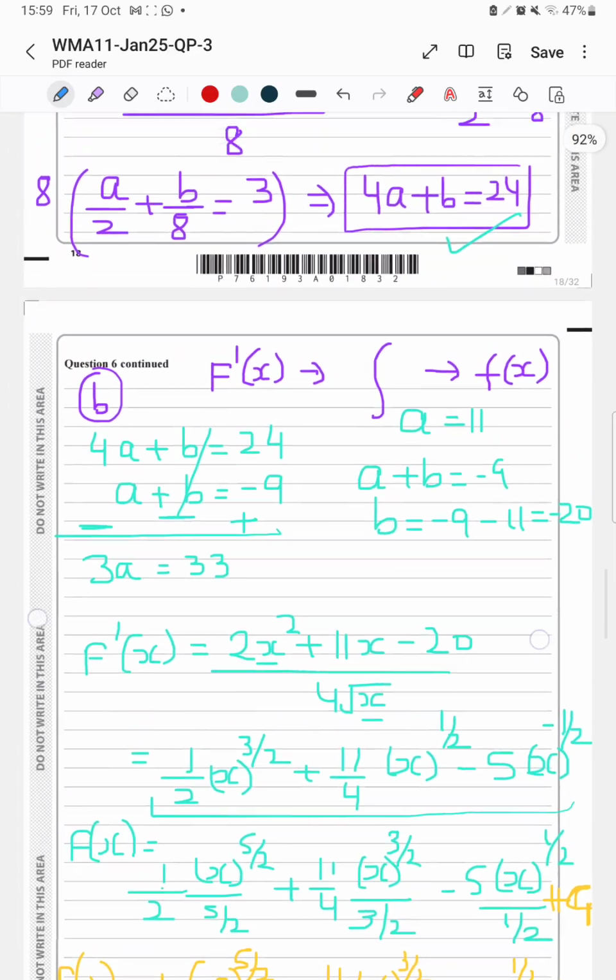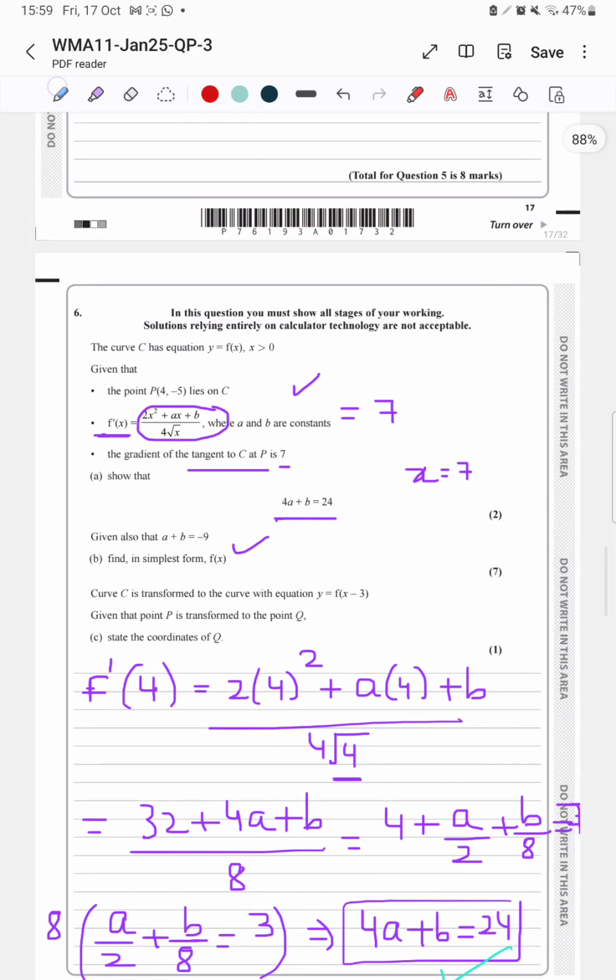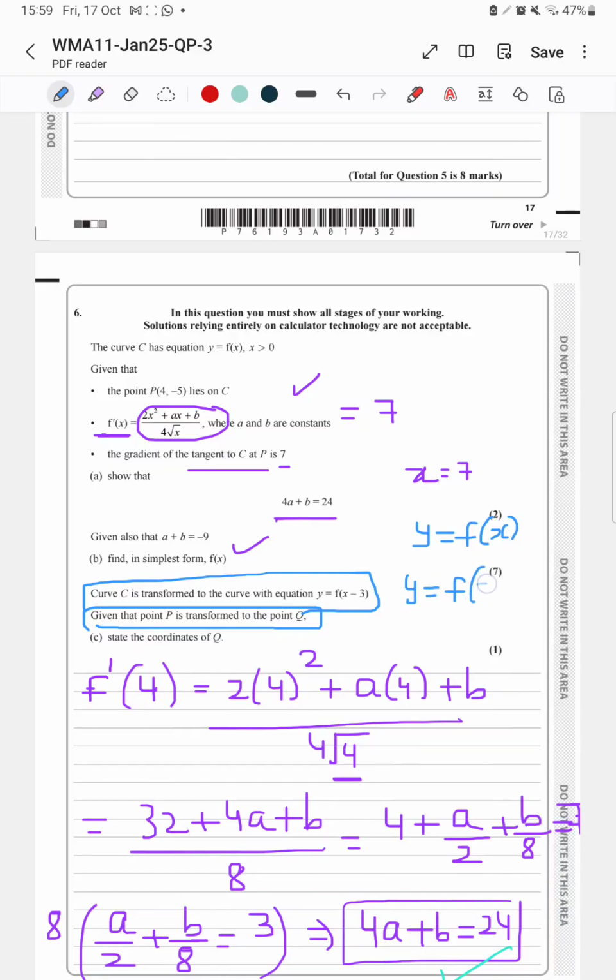Then there is another part of this question. They say that given that point P is transformed to Q, how the curve C is transformed to a curve y equal to f of x minus 3. The actual curve was y equal to f of x. Now it has been transformed to f of x minus 3. So this x minus 3 is within the parenthesis, so it is related to the movement in the horizontal direction. Because it is minus 3, the graph will be moved towards the right by 3 units.